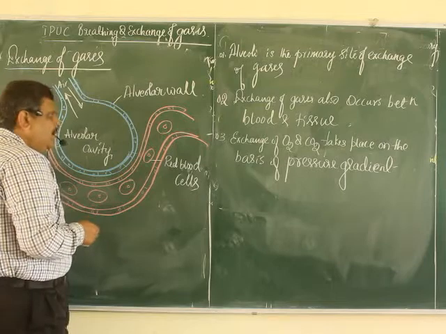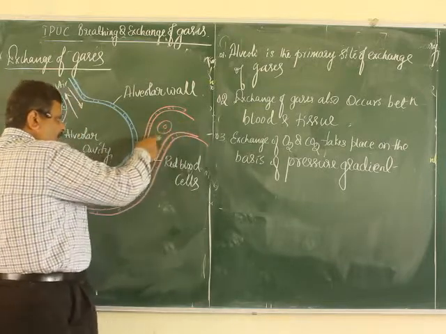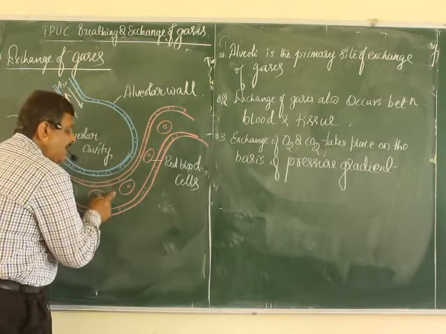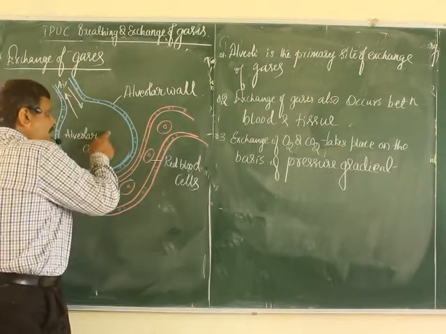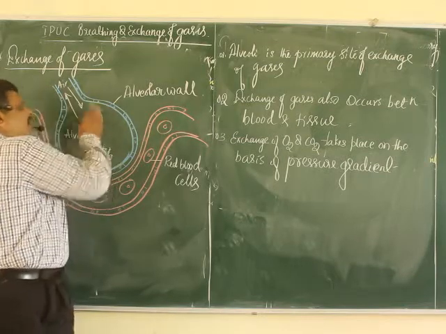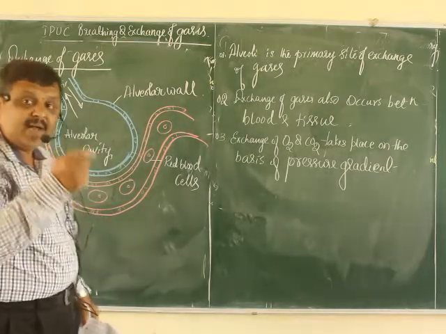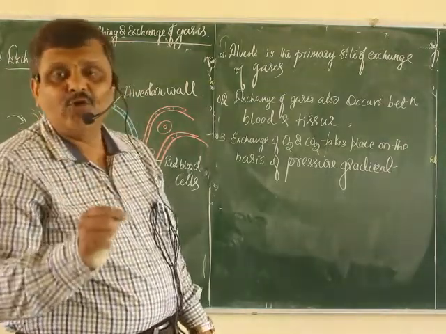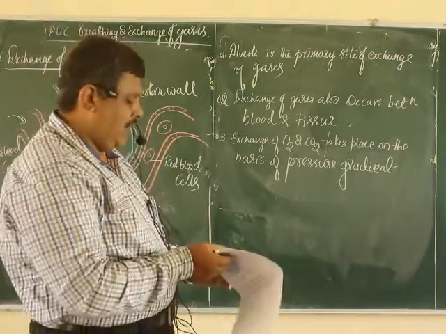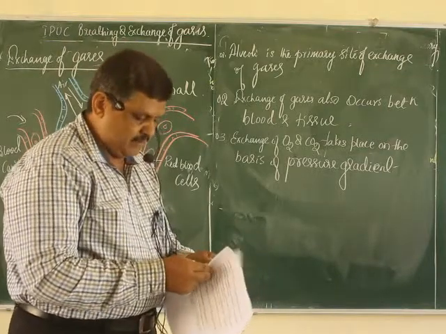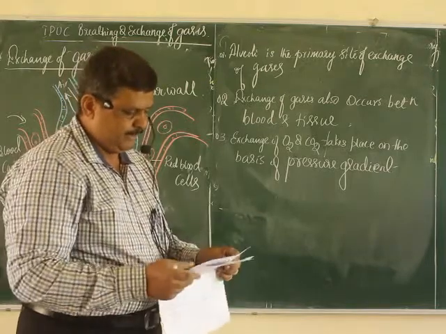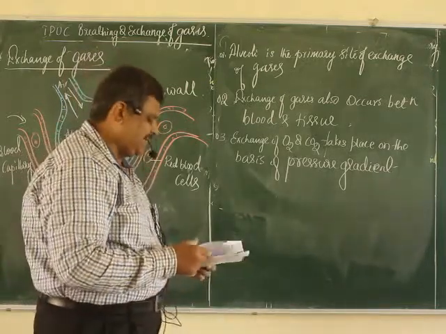On the other hand, when the blood carries the carbon dioxide rich blood from tissues, the carbon dioxide level in the blood is more than the carbon dioxide level in the alveoli. Then carbon dioxide from the blood goes to the alveoli. From high pressure area, gases will move to the low pressure area. That is the concept. So now with this knowledge, I'll move to a few more points that you have to remember.